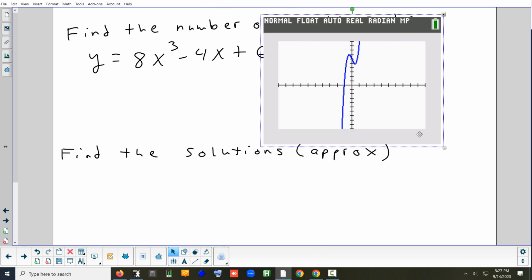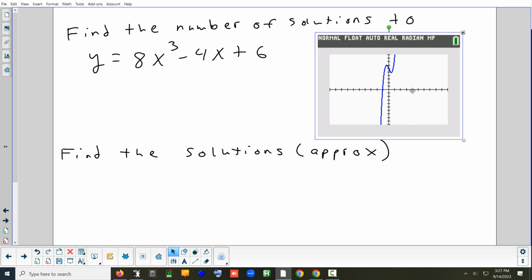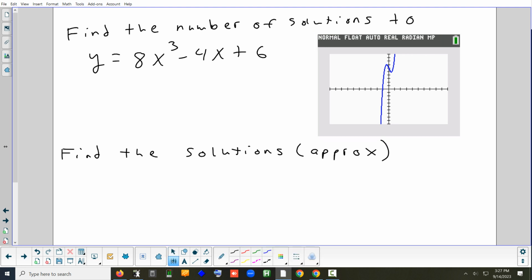Let me just move it so we can see. And the first question says to find the number of solutions. So how many solutions does it look like that problem has?